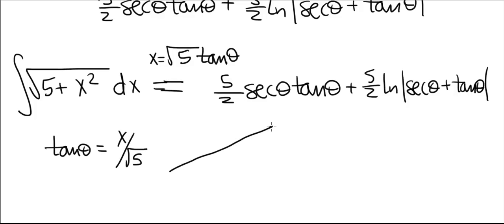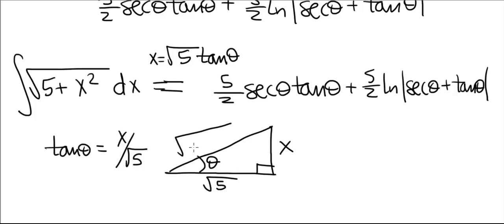I'm going to draw a right triangle, looks like this. Call this angle theta. Tangent of theta is opposite over adjacent. So if I let the opposite side be x and the adjacent side be the square root of 5, I have that. Then the hypotenuse, I hope everybody can see, is going to be exactly the radical from our integral: the square root of 5 plus x squared. We can easily check that by the Pythagorean theorem.